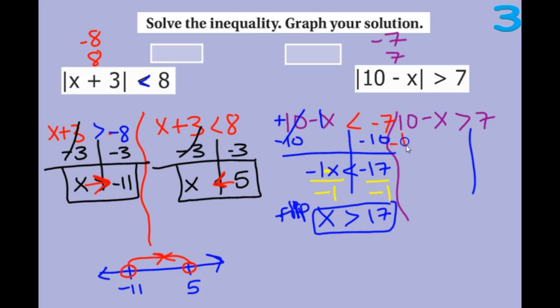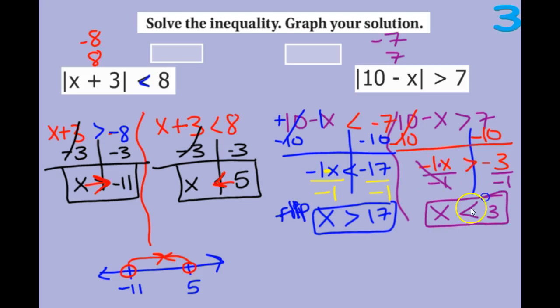And over here, same thing, subtract 10. We have negative 1x is greater than a negative 3. Same thing, this is multiplied, we need to divide by a negative 1. That flips our symbol the other direction. Negative 3 divided by negative 1 is a positive 3.